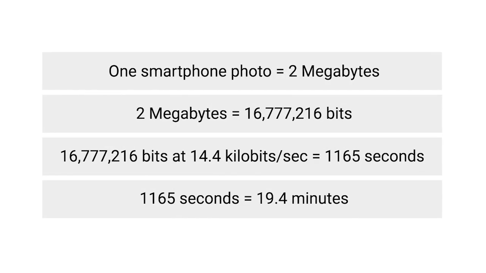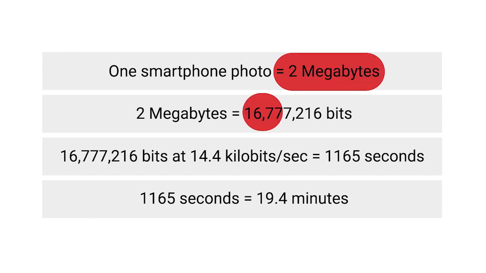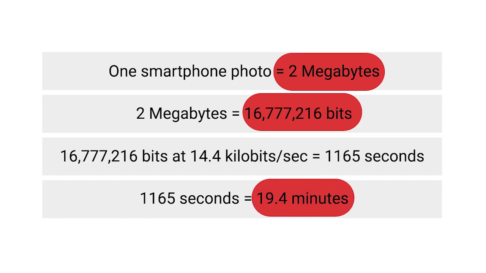A single picture taken on a smartphone today can easily be several megabytes in size. 2 megabytes would translate to 16,777,216 bits. At a baud rate of 14.4 kilobits per second, that many bits would take nearly 20 minutes to download. No one would have had time to download all the hilarious cat images on the internet back then.